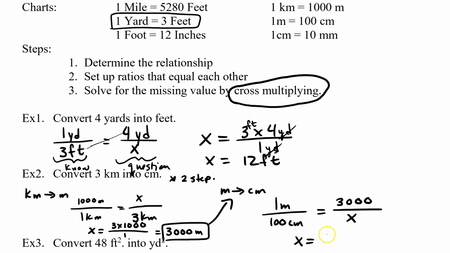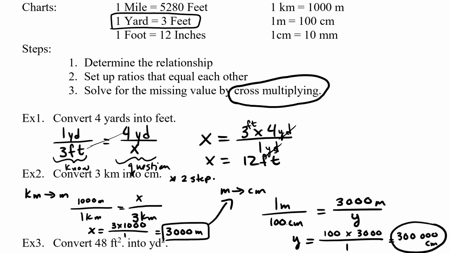So then my next x is going to be 100 times 3,000. If I really wanted to be picky, I could say that this was y instead. Why don't we do that? That's a little bit more mathy, just because we've solved for x here. Okay, and they're separate, they're different. Don't forget your units. So I'm going to say 100 times 3,000 divided by 1. That's going to be 300,000 centimeters. Booyah. Okay, so that's great.